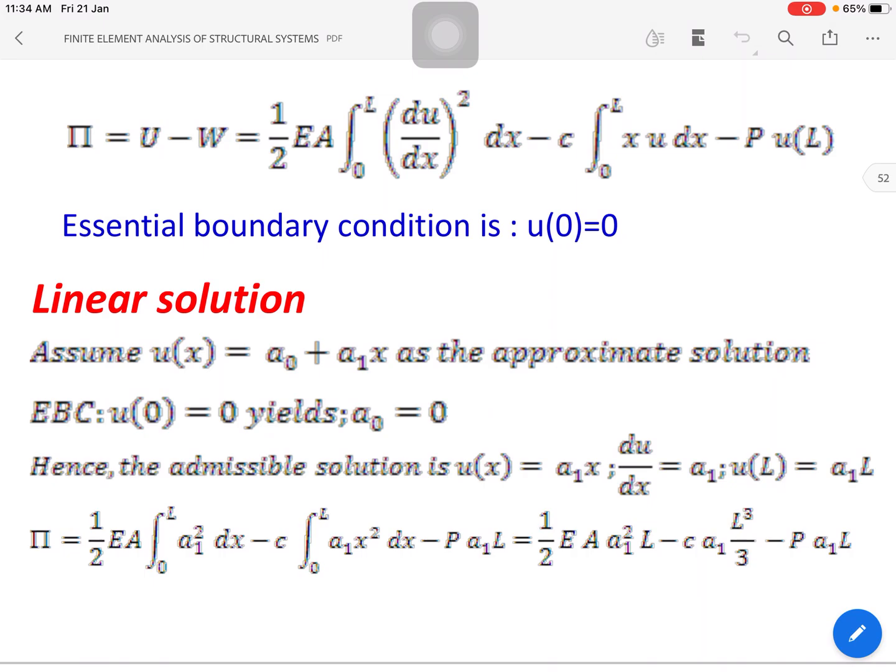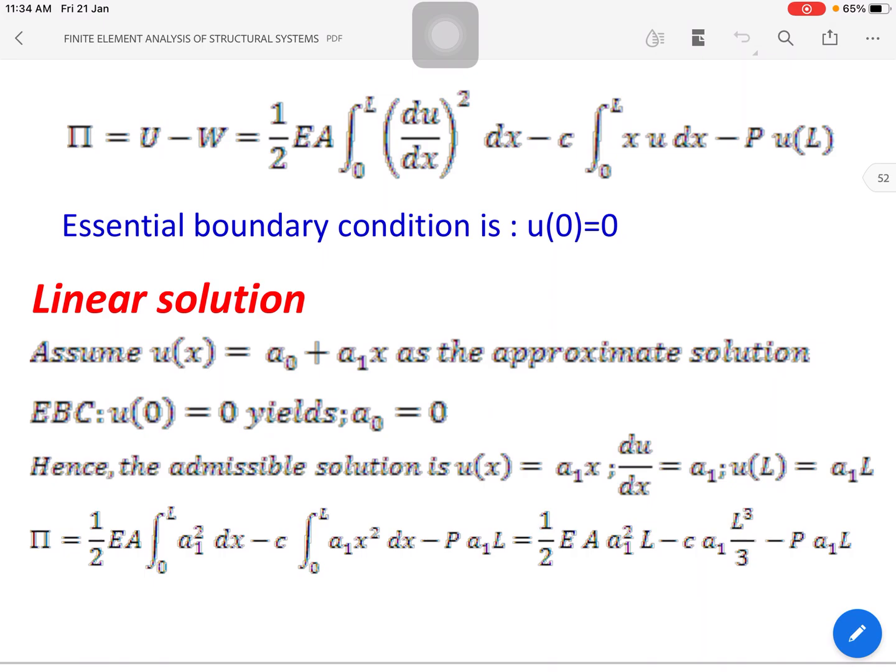And then the work done by all external applied forces can be obtained as W is equal to integral from 0 to L of Q of x into u of x dx plus summation of i equal to 1 to n of P i into u of x i. Therefore the potential energy of axial deformation, from the knowledge of structural analysis you studied, is given as U minus W, right, where U is the strain energy and W is the work done by the external applied forces. Substituting for U and W, we can get these expressions.